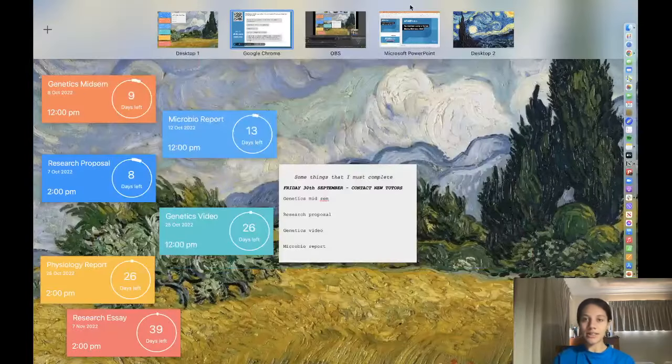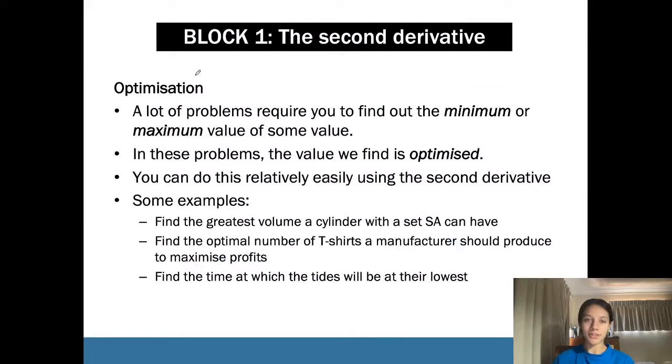So here's a little bit of a summary slide on optimization. What that means is that you're finding the minimum or maximum value of some kind of value. And in these problems, the value we find is optimized. Using the second derivative can actually make it a little bit easier than how you did these problems in year 11. A couple of examples: find the greatest volume a cylinder with a set surface area can have; find the optimal number of t-shirts a manufacturer should produce to maximize profits; or find the time at which the tides will be at their lowest. Those are some examples of questions with optimization.